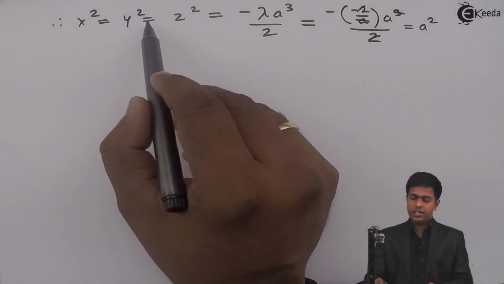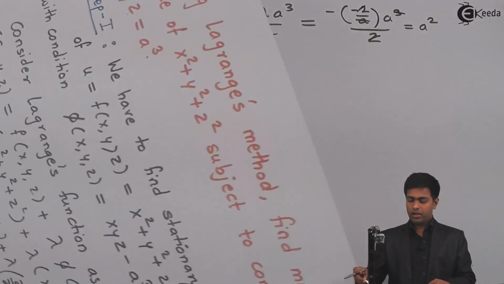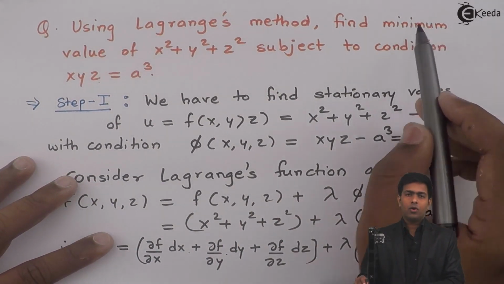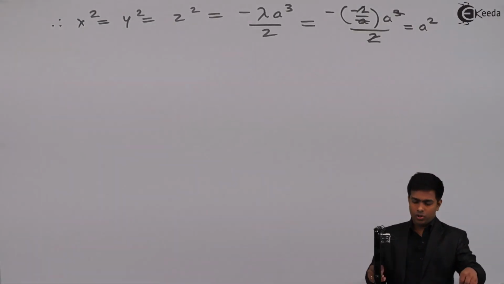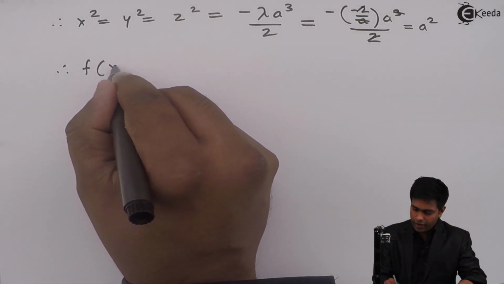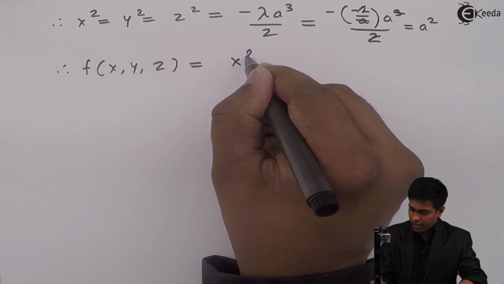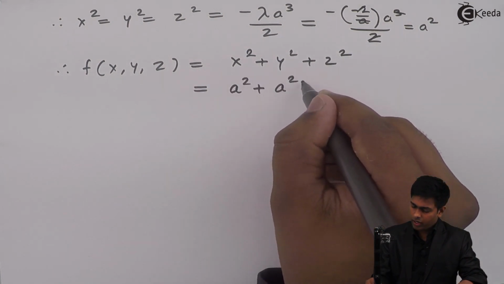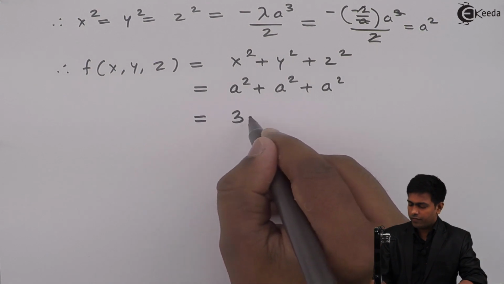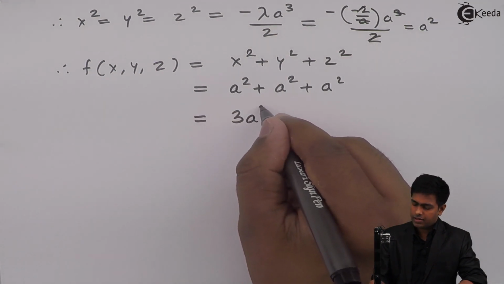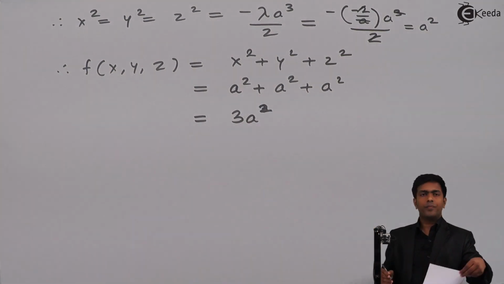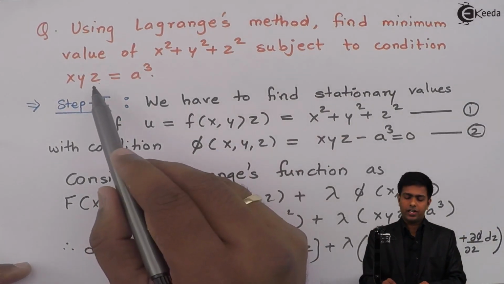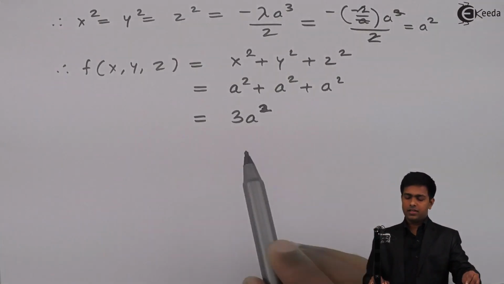Now we will use these three values in our function f of x comma y comma z to get the minimum value of the given function. The f of x comma y comma z will become x square plus y square plus z square, that is a square plus a square plus a square, and we'll get the value of f of x comma y comma z as 3a square. So the minimum value of the given function subject to the condition xyz equal to a cube is 3a square.